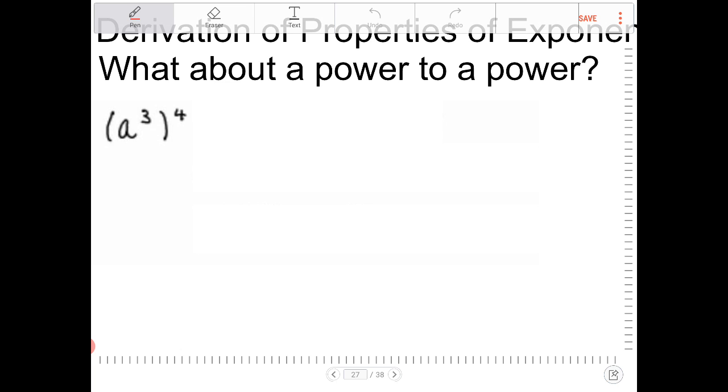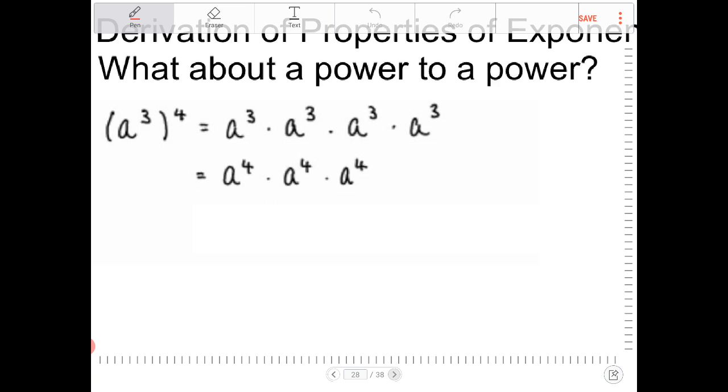So a to the third raised to the 4th is equivalent to a to the third multiplied by itself 4 times. Let's not forget about the basics of exponents. So a to the third raised to the 4th power is equivalent to a to the third times a to the third times a to the third times a to the third. An alternative way of expressing this is a to the 4th times a to the 4th times a to the 4th.